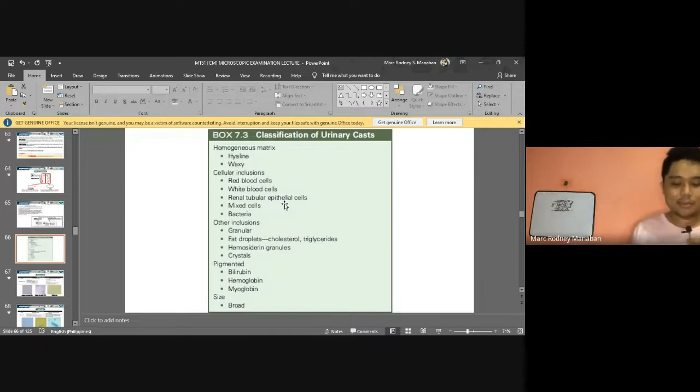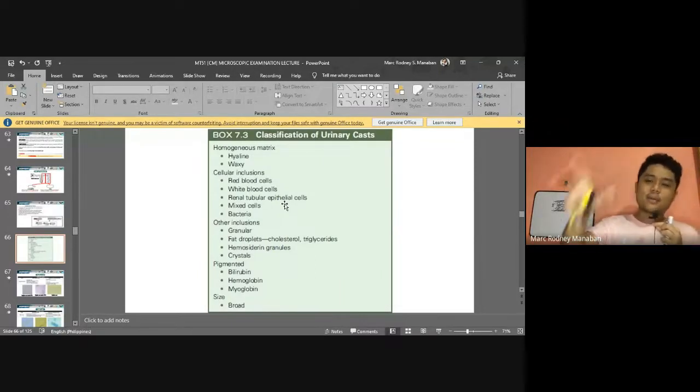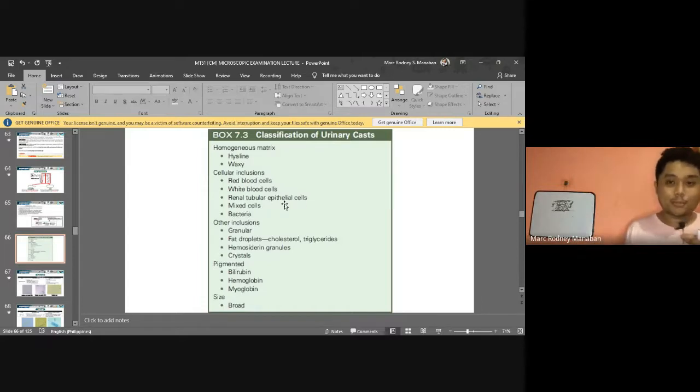A lot of talk about Brunzel, but again, at least the majority of the tables here, dears, come from Brunzel. Because Strasinger is what we have mostly been using. Try exploring other books, okay? All right. Anyway, that's for the classification of the different casts.